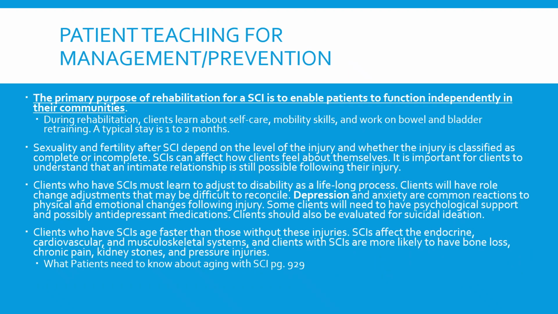The primary purpose of rehabilitation for spinal cord injury is to enable patients to function independently in their communities. So during rehabilitation, clients learn about self-care, mobility skills, and they work on bowel and bladder retraining. A typical stay is 1 to 2 months. Sexuality and fertility after spinal cord injury depend on the level of the injury and whether the injury is classified as complete or incomplete. Spinal cord injuries can affect how clients feel about themselves, so it's important for clients to understand that an intimate relationship is still possible following their injury.